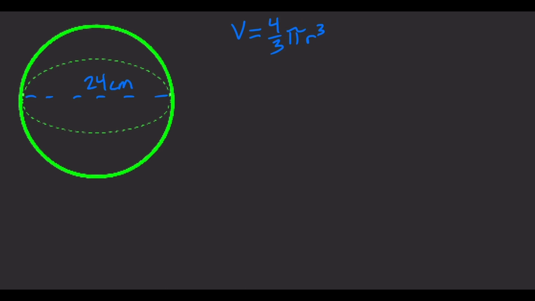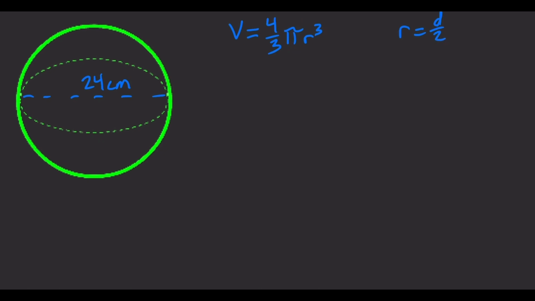So, since we only know the diameter and we don't know the radius, we actually need to find the radius first. And so to find the radius, when you have the diameter, it's just diameter divided by 2, because the radius is half the diameter. So in this case, 24 divided by 2, our radius is just going to give us 12 centimeters.